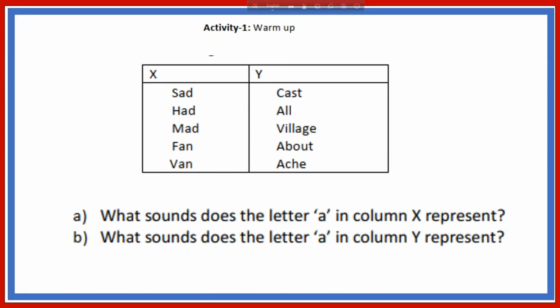And our first activity is the warm-up activity. Here is a table with two columns, and according to the columns there are two questions. What sound does the letter A in column X represent? Sad, had, mad, fan, van. And what sound does the letter A in column Y represent? Cast, wall, blaze, about, edge. From here, the teacher will elicit what subject knowledge is and what pedagogical knowledge is.